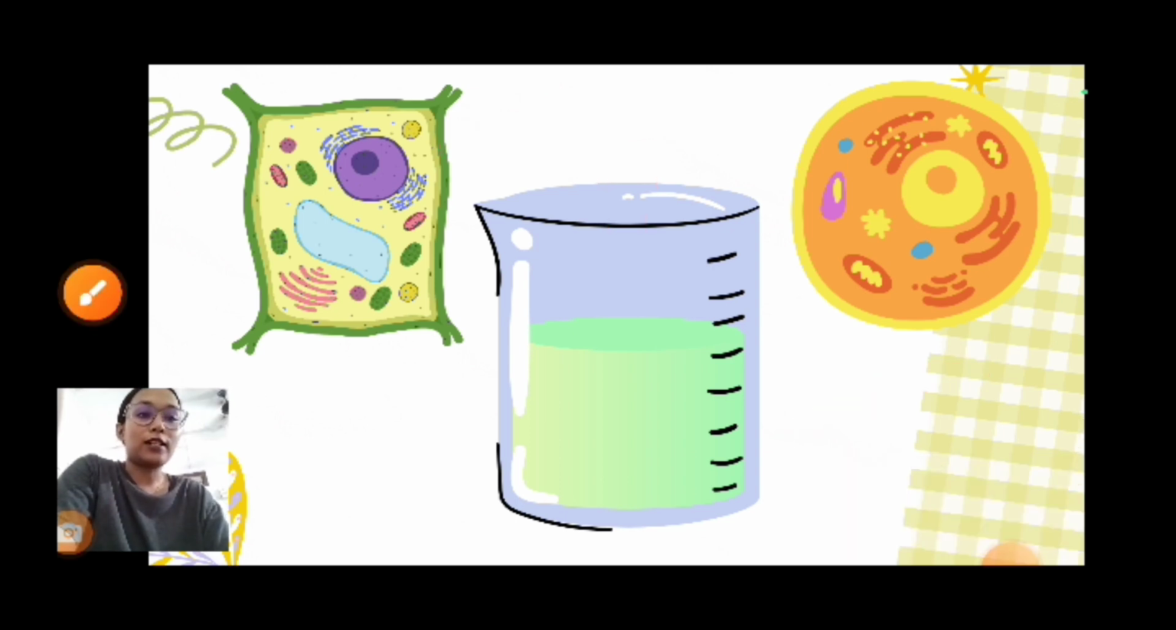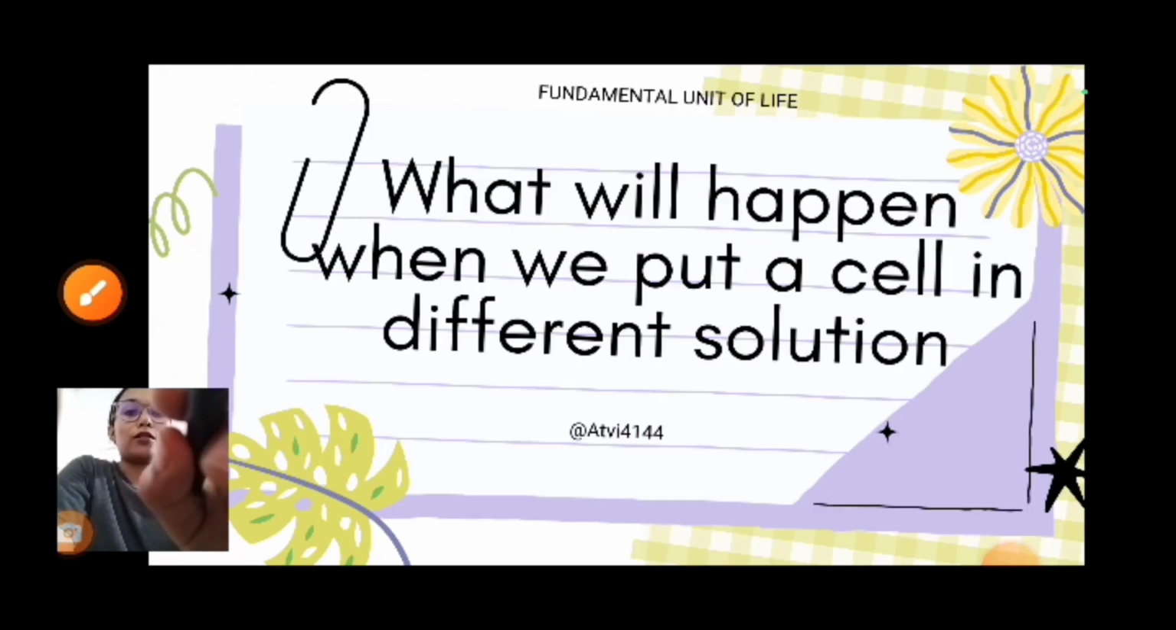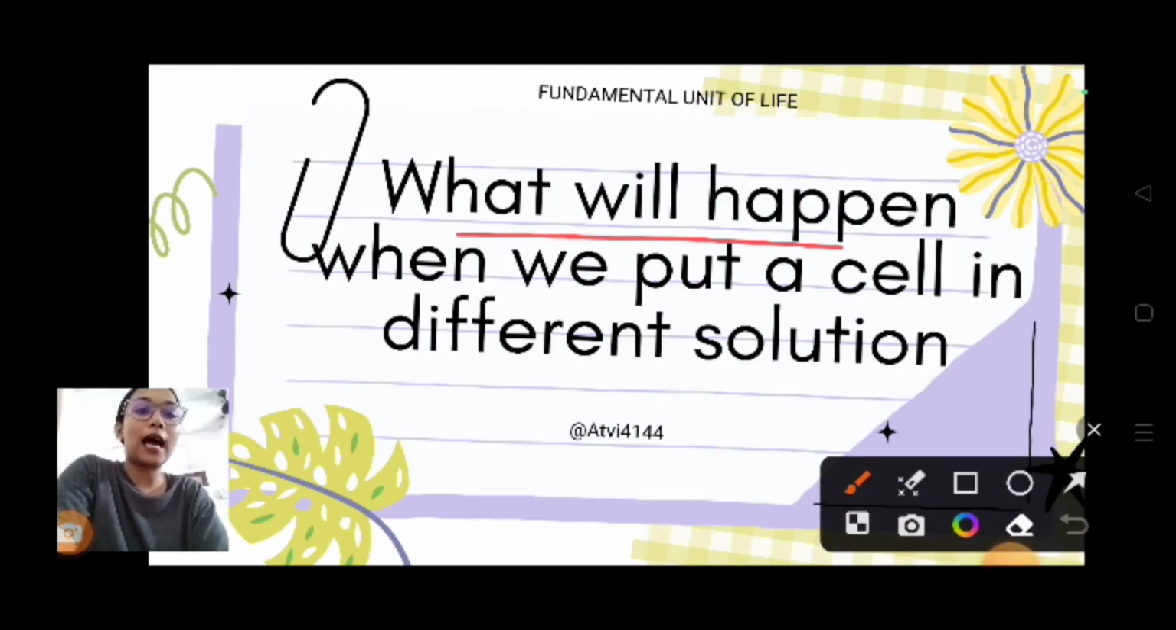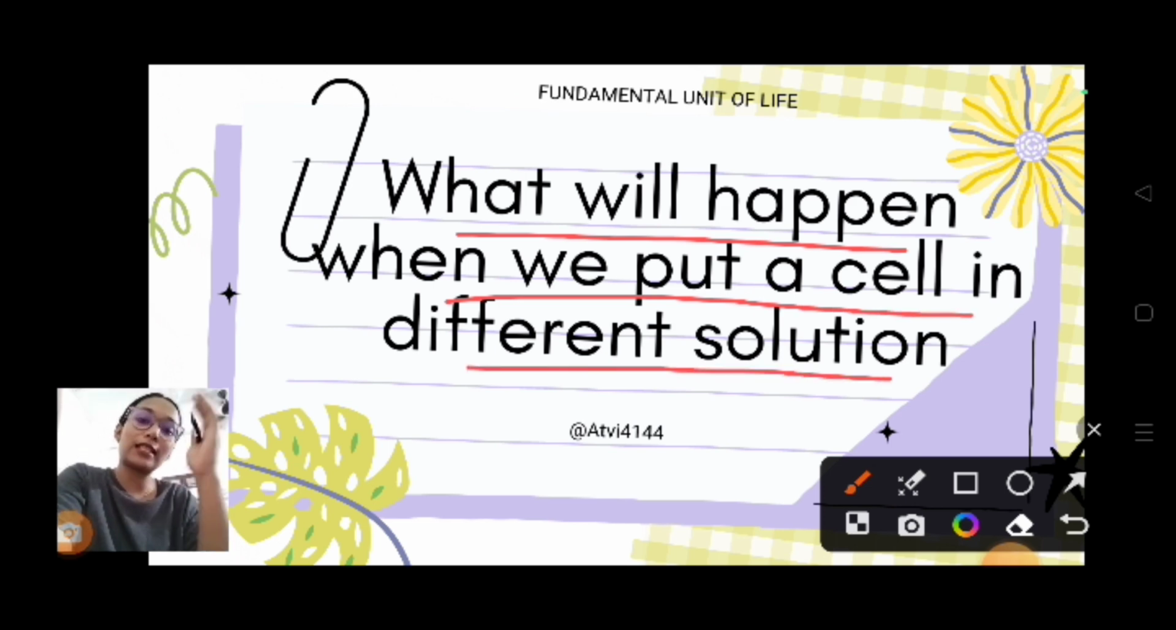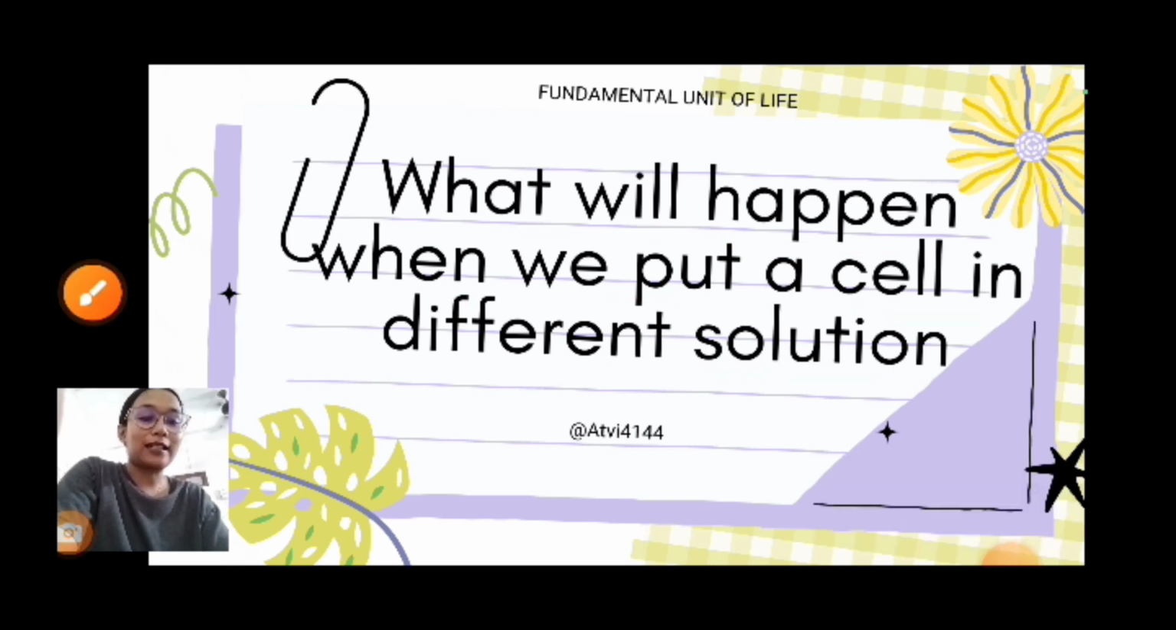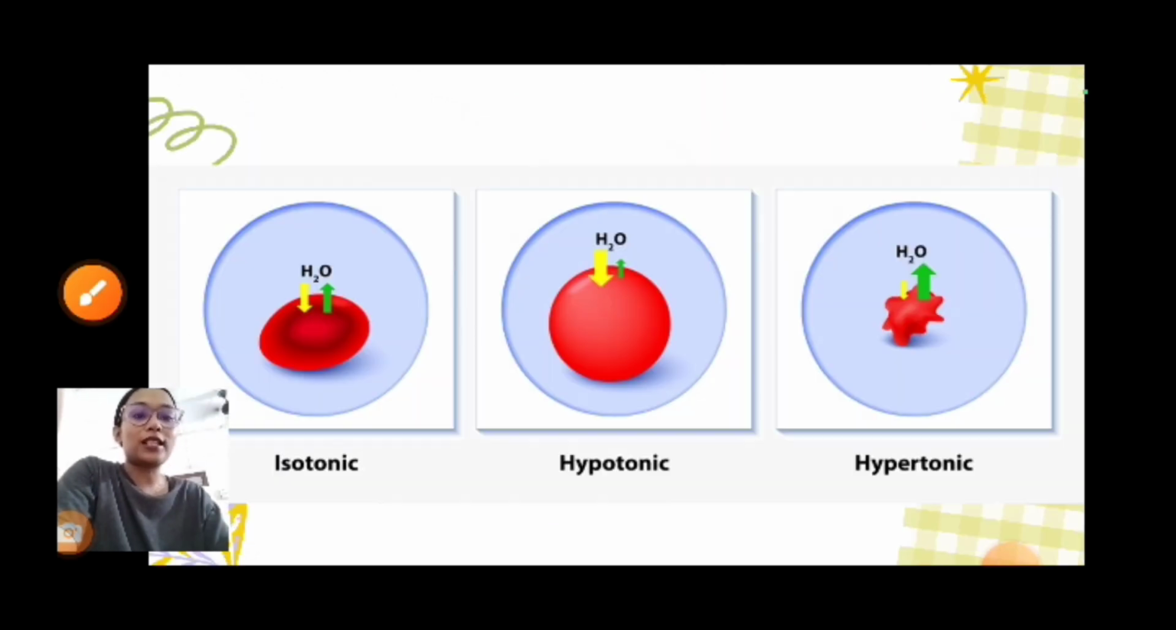All right, so let's start. The topic is what will happen when we put a cell in different solutions. We will discuss three different types of solution: number 1, hypotonic solution; number 2, hypertonic solution; number 3, isotonic solution. So let's begin. This is a pictorial showing what will happen. I'll discuss this later on. Let me explain first one by one.